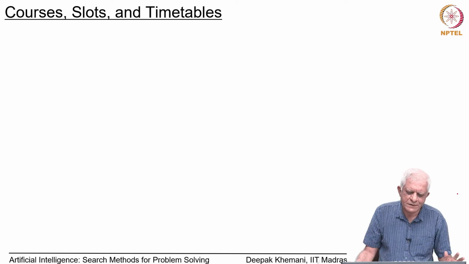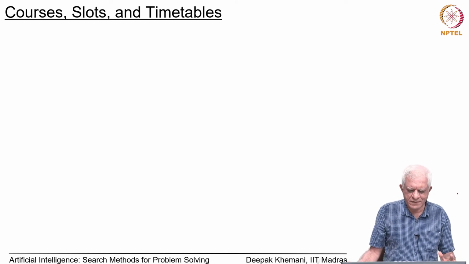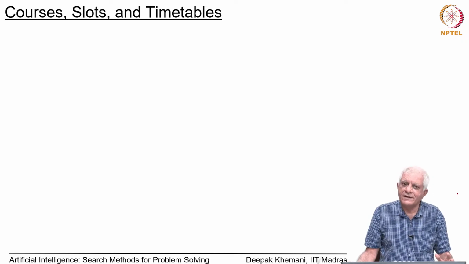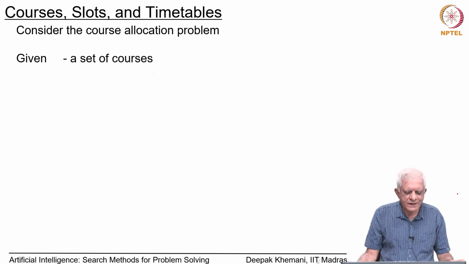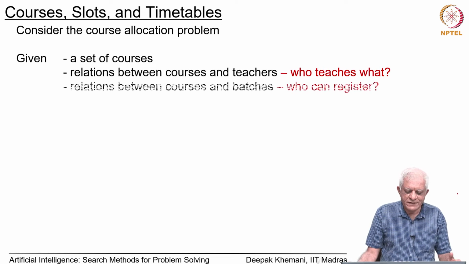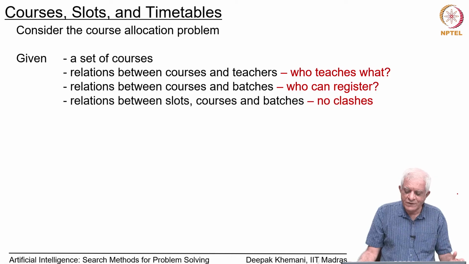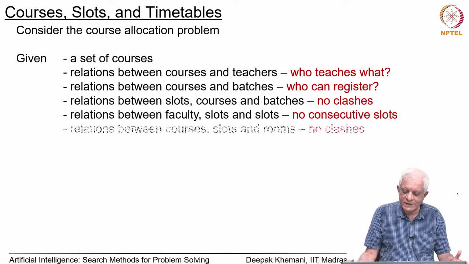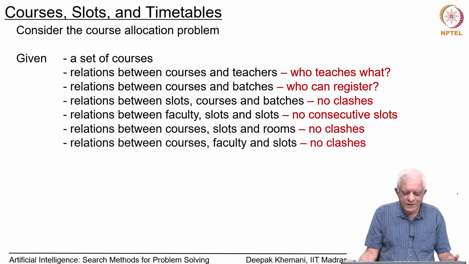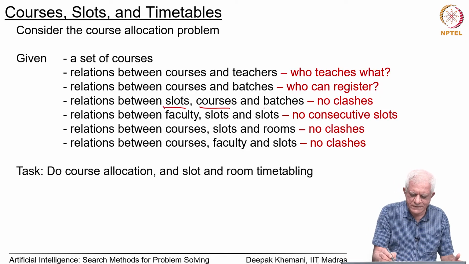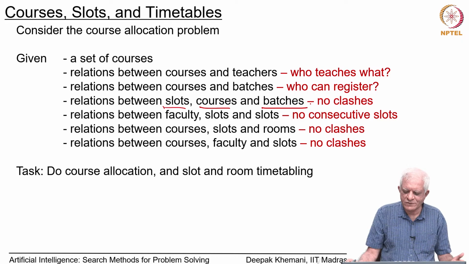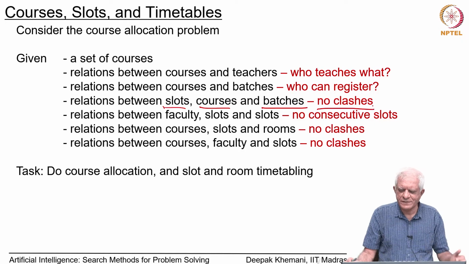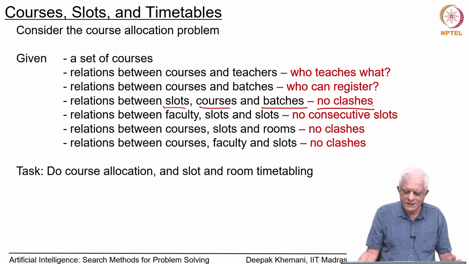So, now let us get to the real problem. It is not just faculty members you are worried about, it is also slots and timetables, and not least of all the students essentially. So, the way you might really pose this problem is that given a set of courses in which there are relations which determine who teaches what, who can register, which batches of students can register, what is the relation between slots and courses and batches. So, you can't put the same batch for 2 courses in the same slot. So, there should be no clashes. Clashes is a major problem when you are doing allocation and timetabling.